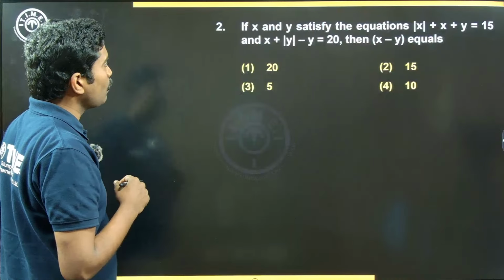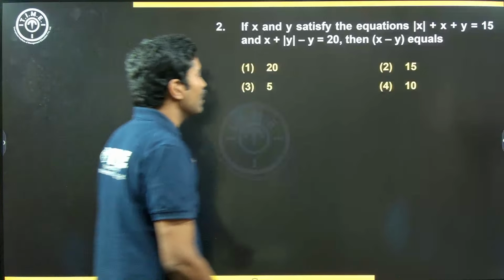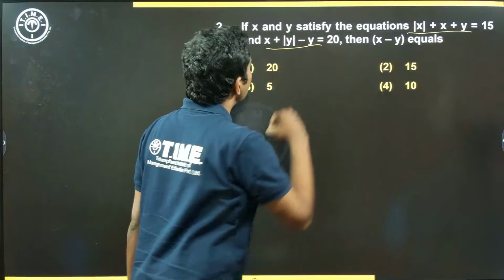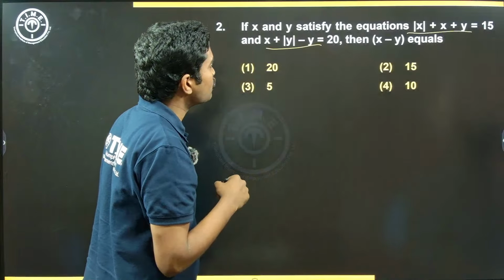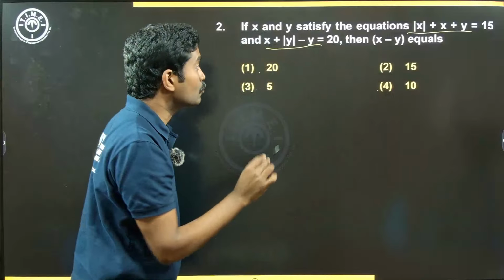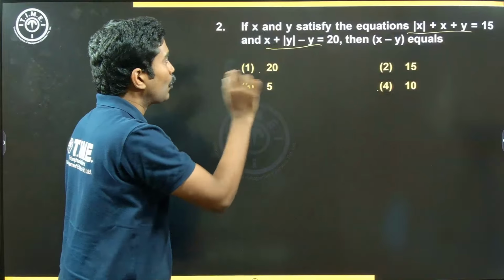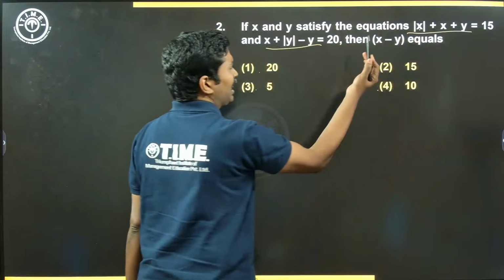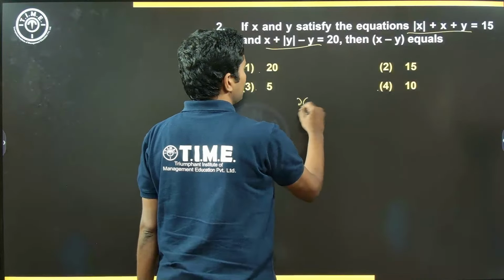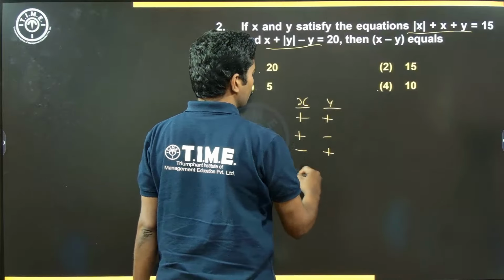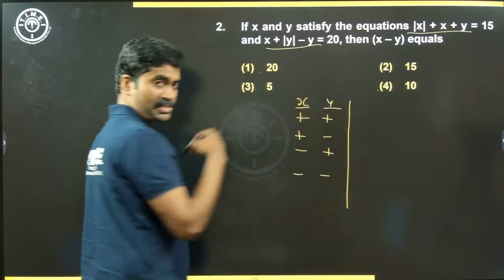If x and y satisfy the equations mod x plus x plus y is 15 and x plus mod y minus y is 20, then x minus y equals? No minimum, no maximum, cannot be determined. So I have a unique solution. Quickly, let's open the mod. We'll have multiple cases: x and y both positive, positive and negative, negative and positive, and both negative. Let's look at the first case.